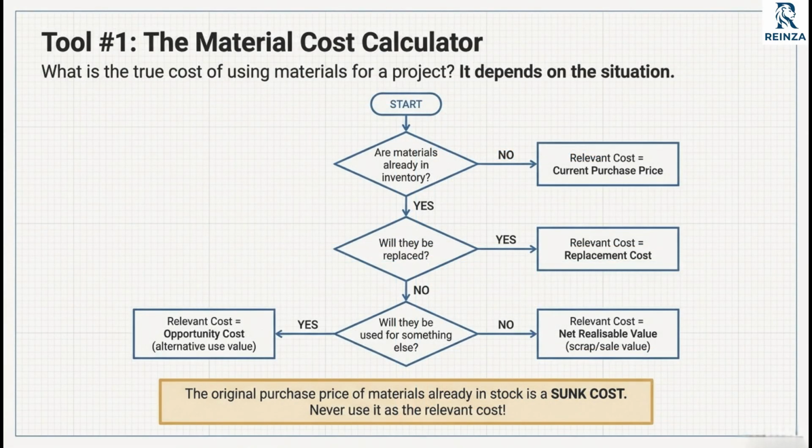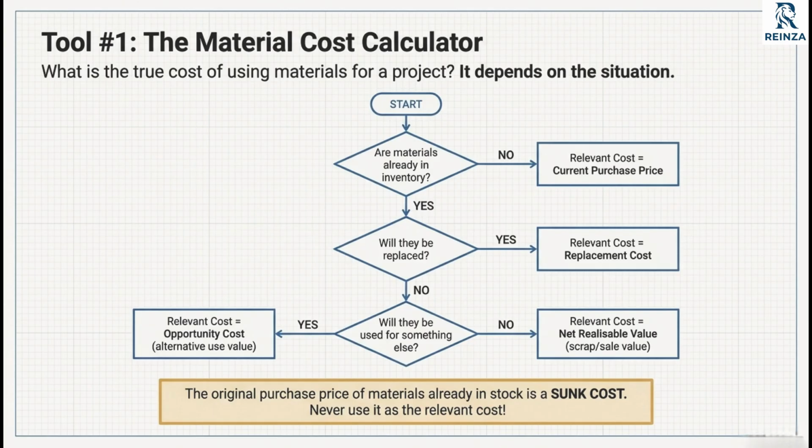Now, let us move on to our first practical tool, the material cost calculator. What is the true cost of using materials for a project? The answer is, it depends on the situation. This flowchart will guide you through the decision process. Start by asking, are the materials already in inventory? If the answer is no, the materials are not in stock, then the relevant cost is simply the current purchase price. You will need to go out and buy them, so that is what it costs.